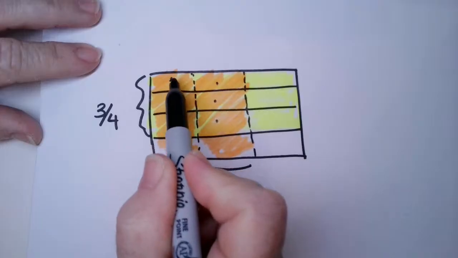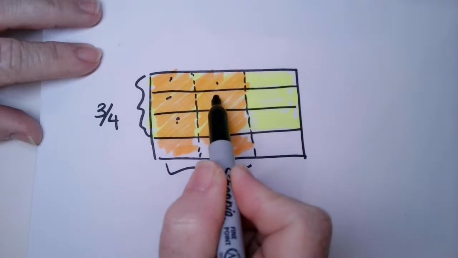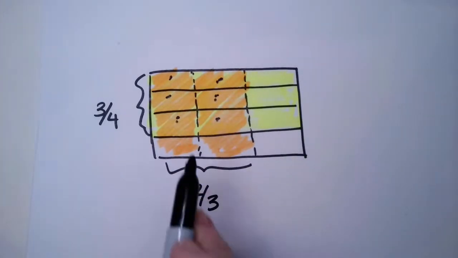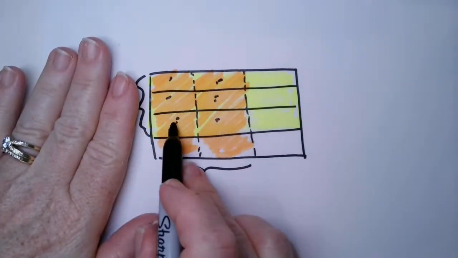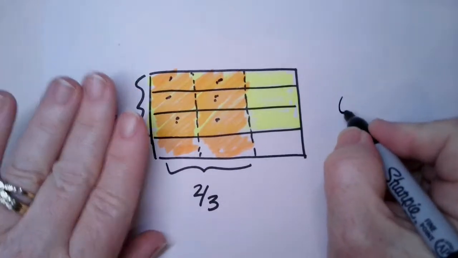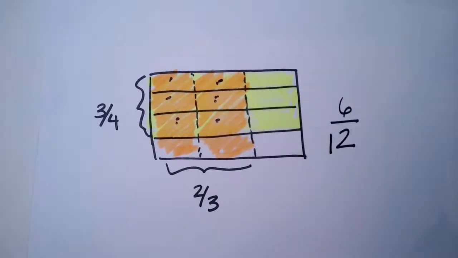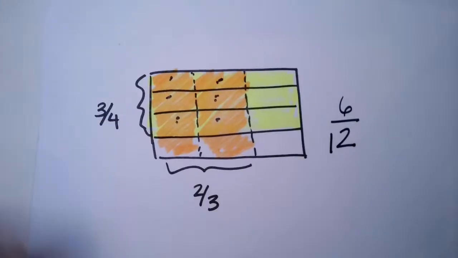So how many dots do I have? 1, 2, 3, 4, 5, 6. Okay. 6. Now how many boxes do I have total? 1, 2, 3, 4, 5, 6, 7, 8, 9, 10, 11, 12. So 6 out of 12 have yellow and orange.